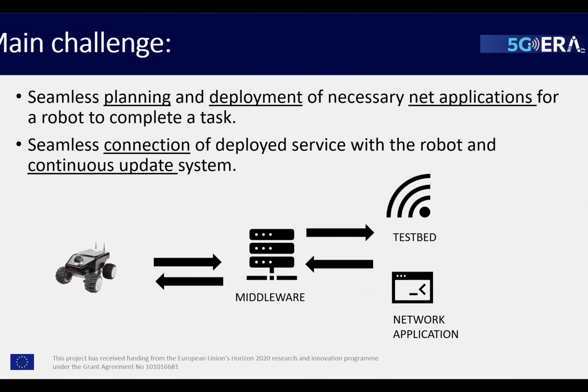So what is the main challenge? Well, the main challenge is we want to perform seamless planning and deployment of the necessary network applications for our robot to complete a task. And we want seamless connectivity of the deployed service with the robot. And obviously, we want some continuous update of the deployed resources for the robot to know, okay, my network application is still alive, I can still use it, and so on.